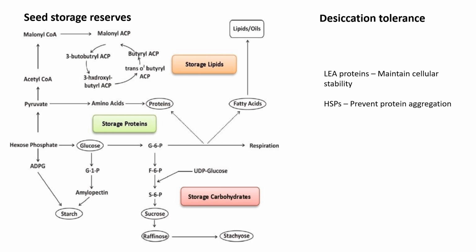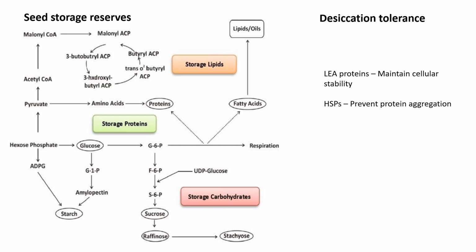Besides LEA proteins, small cytosolic heat shock proteins or HSPs are also expressed during seed maturation. They function as molecular chaperones by preventing the aggregation of proteins under desiccation stress and facilitating their subsequent reactivation during germination. The transcription factor ABI3 has been shown to play a role in the regulation of HSP gene expression in seeds.